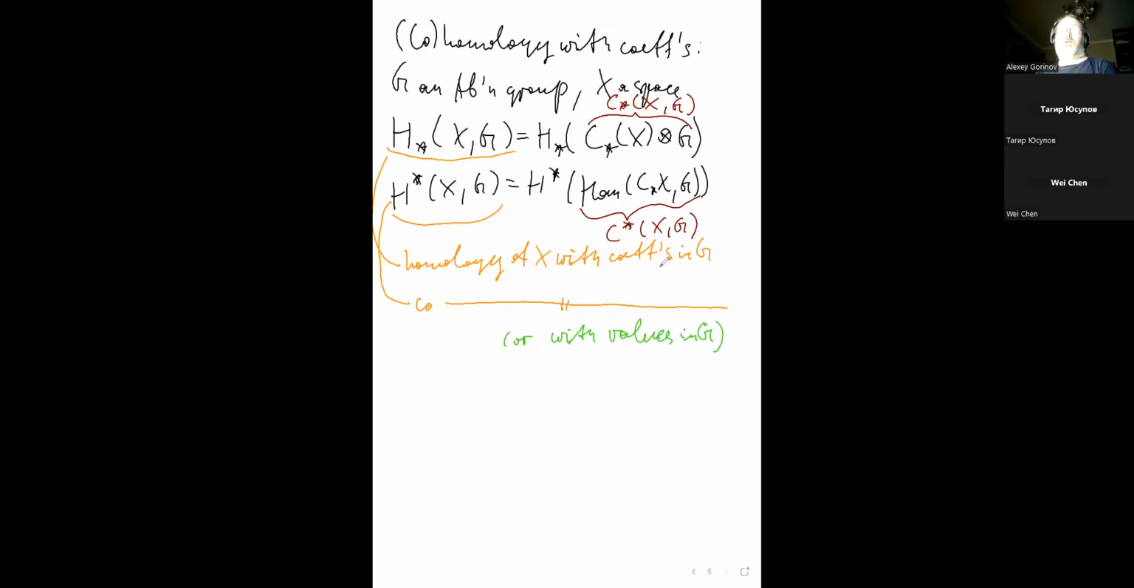Okay. Now the first complex, namely C lower star of X comma G, is more or less clear. We just take the singular chain complex, tensor everything by G, and we tensor the differential by the identity of G. Does this make any sense? No, it's clear.